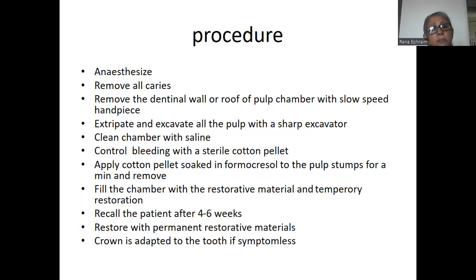After this, the patient is recalled after 4 to 6 weeks. A radiograph is taken to see if there is any sign of periapical radiolucencies or periapical pathology, and then restore with a permanent restorative material. And this has to be followed up with a stainless steel crown or a zirconia crown if the tooth is symptomless.